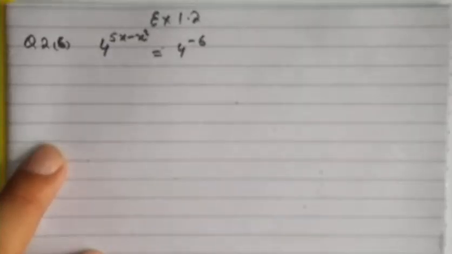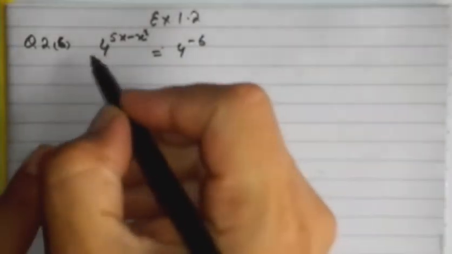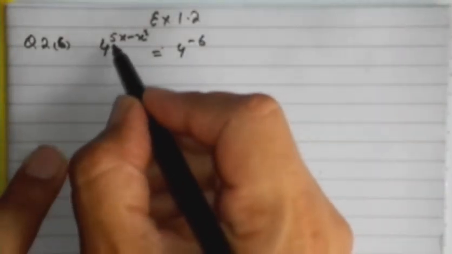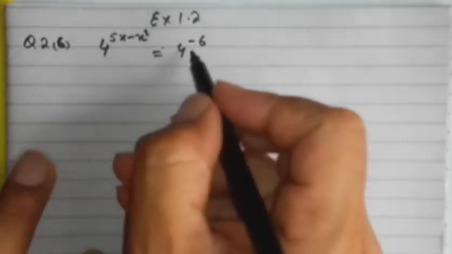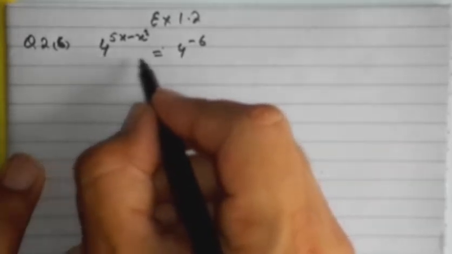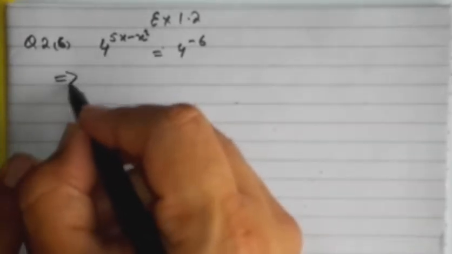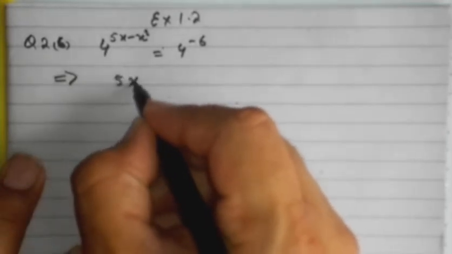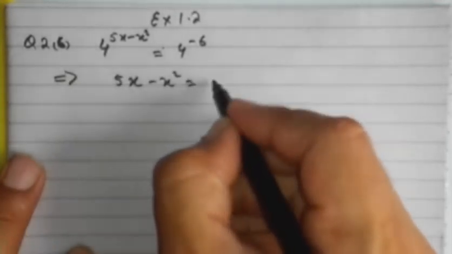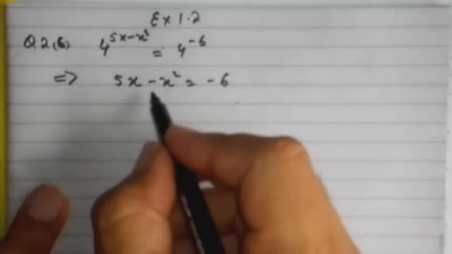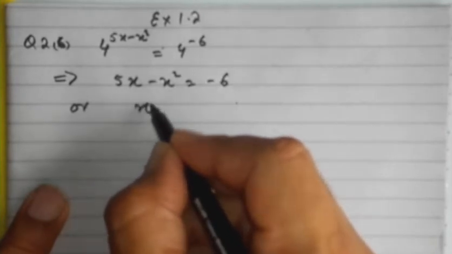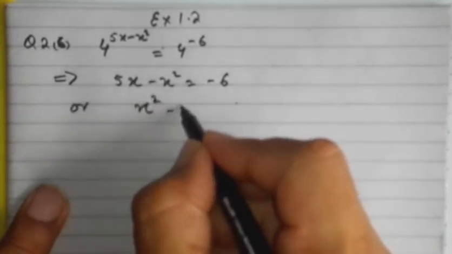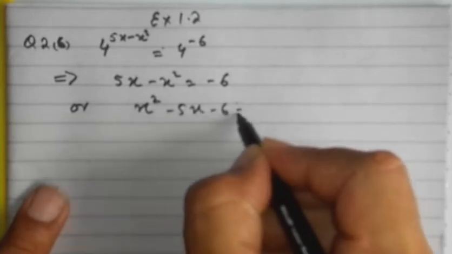Question number 2, part C. 4 whole raised to the power 5x minus x square equals 4 whole raised to the power minus 6. Here the bases are the same, so we can write that the exponents are equal. Now we can shift this x square to the right side, and this 5x will become minus 5x, and minus 6 equals 0.